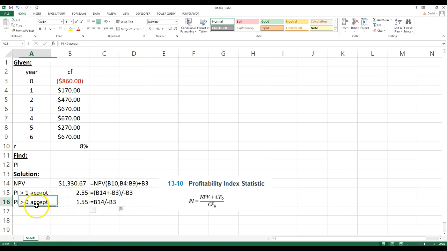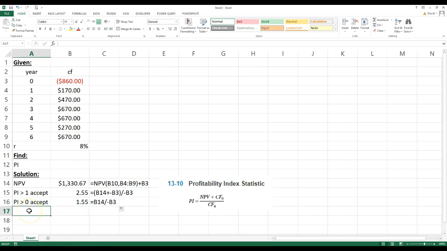So this is using 0, okay? So if you use 1 as your decision rule, then you're going to take this NPV and add back that cash flow. If you're going to use 0 as your decision rule, you just take the NPV by itself and divide it by a positive this. Okay? So it's actually simpler than I was trying to make it. So we could test this.